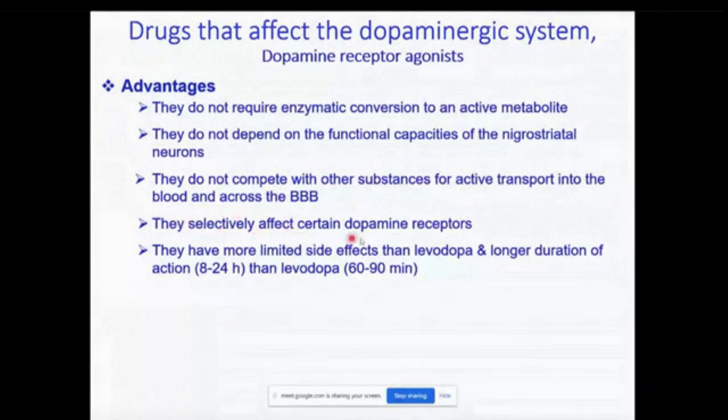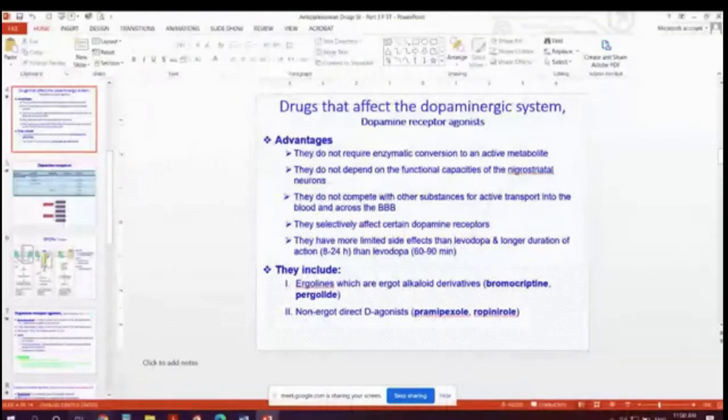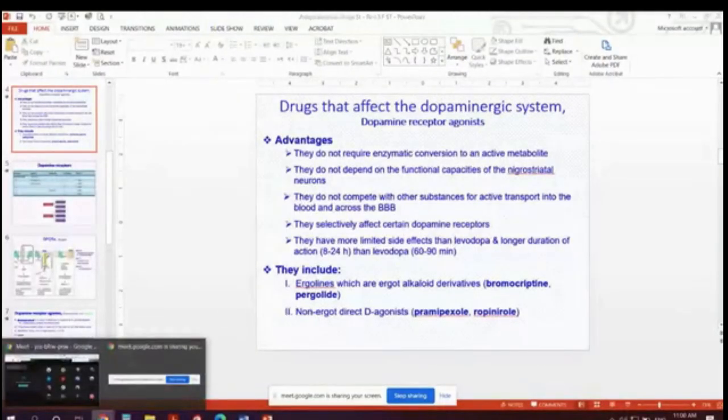They selectively affect certain dopamine receptors. We need D2 mainly, maybe D3 also. I think this is what he or she circled.